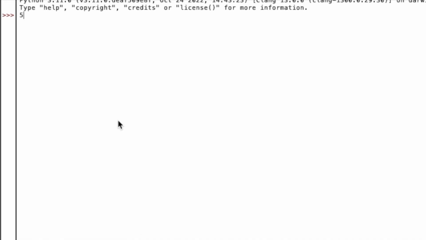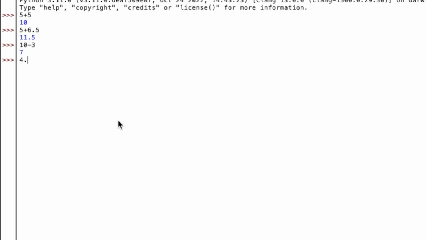So we have our integer right here. What can we do with this integer? We can do a lot of things to this integer. For example, we can add it to other integers or other numbers. So let's try that. 5 plus 5, it's 10. What about 5 plus, let's try a floating point number, 6.5, 11.5. And we can subtract. So 10 minus 3, 7.